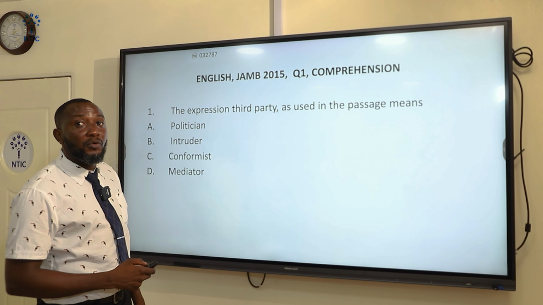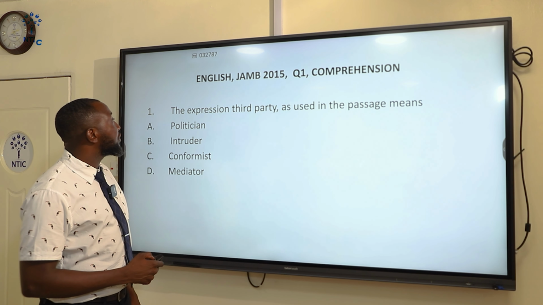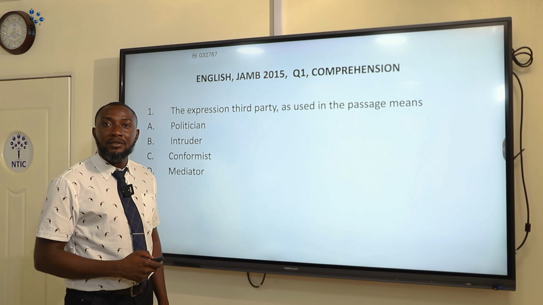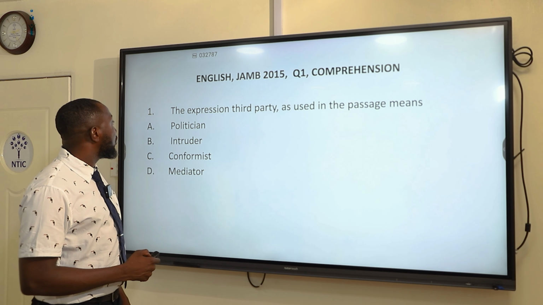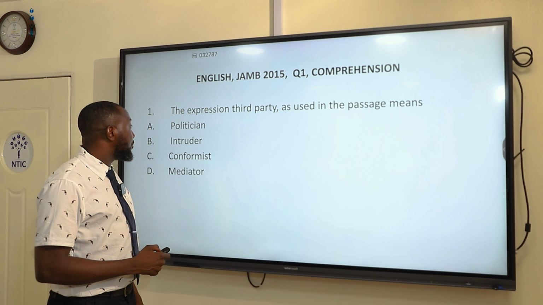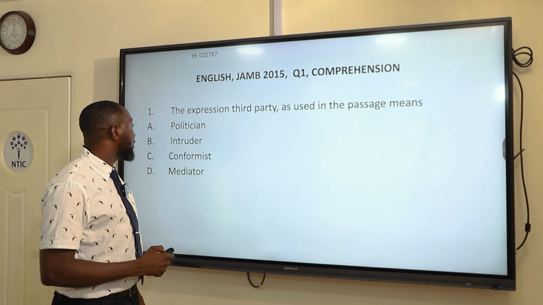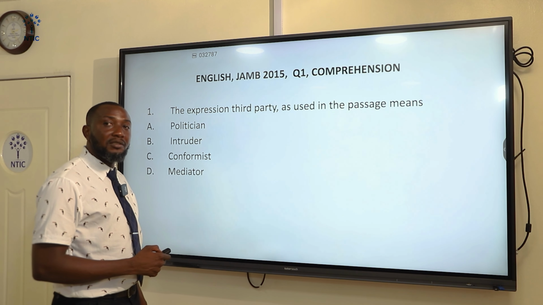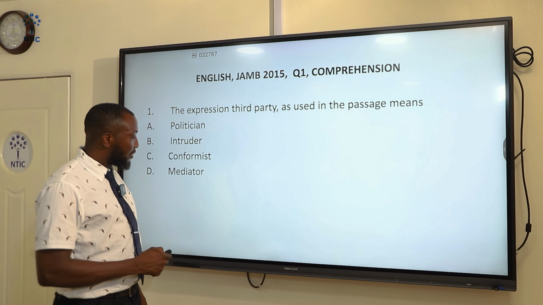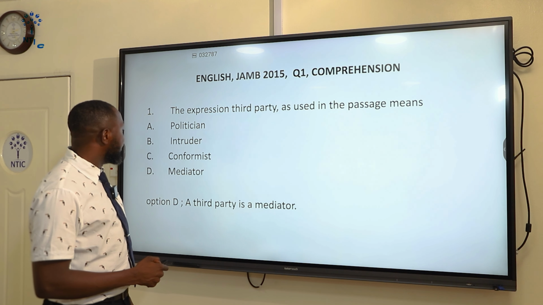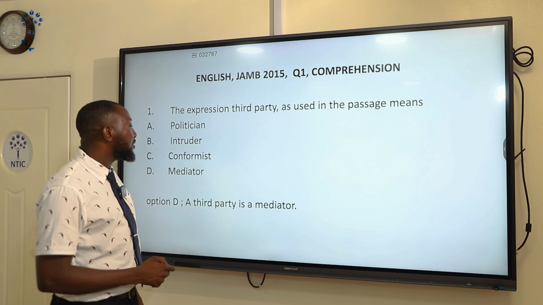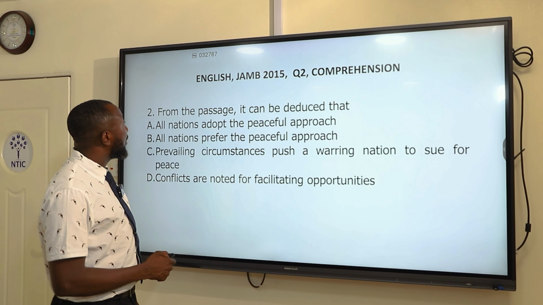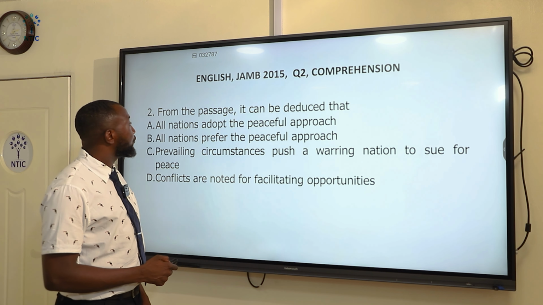Okay, question number 1. The expression third party as used in the passage means: A, politician; B, intruder; C, conformist; D, mediator. And the answer is D. A third party is a mediator. Let's go to number 2.